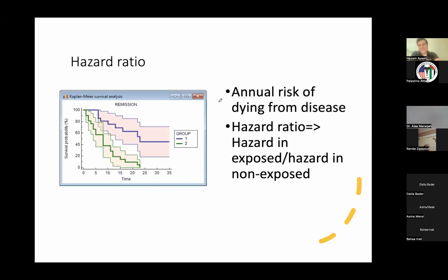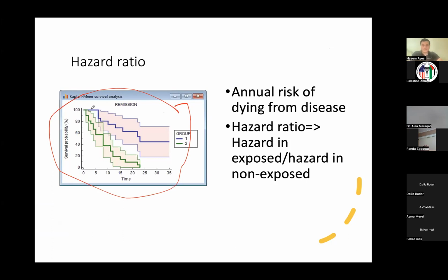The third one is a complex one actually. It's called the hazard ratio. And the hazard ratio, in simple language, you will learn about this maybe in statistics. This is called the Kaplan-Meier survival curve.